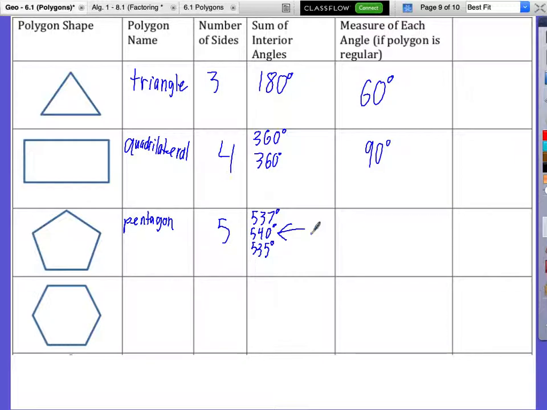So what would be the measure of each angle if the polygon's regular? 108. You would take 540 divided by 5.